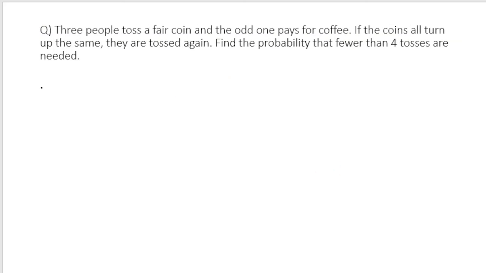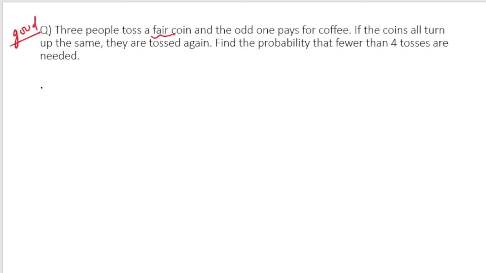More problems coming. 3 people, this is a good question. Good question. 3 people toss a fair coin and the odd one pays for coffee. You can play this game, right? You can play this game. And if the coins all turn up the same, they are tossed again. Find the probability that fewer than 4 tosses are needed. Pause the video, think about it. What are they asking? I am proceeding.